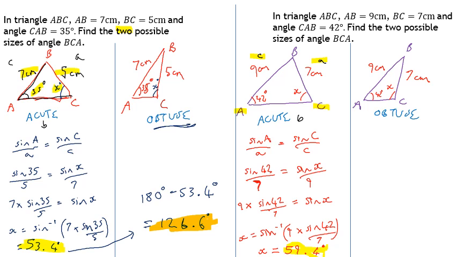And that is our acute answer. Once you've got your acute answer, to find the obtuse answer, all that you need to be doing is 180 take away 59.4, which gives a final answer of 120.6 degrees. And that is your final answer.